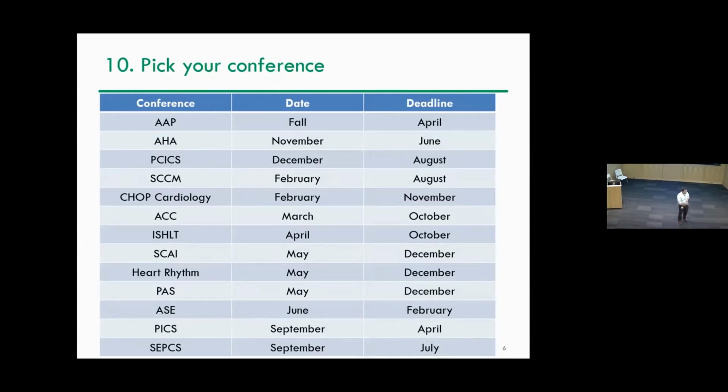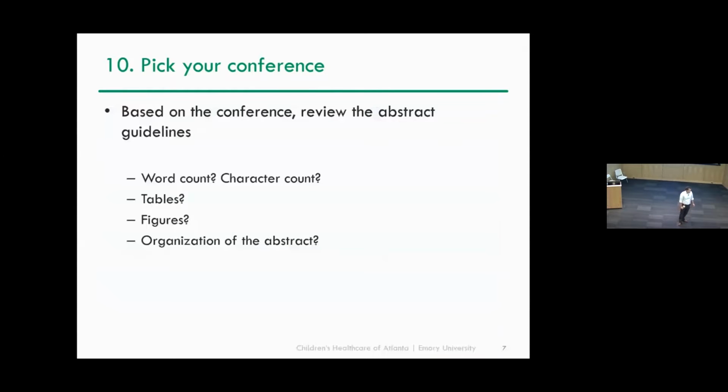Okay. But important is to know when the deadline is. Usually it's about 4 to 6 months before the conference. So, like, if you want to present at AAP, which is usually in October of every year, you have to be submitting an abstract in April. That's a long time. So think ahead for where you want to go.